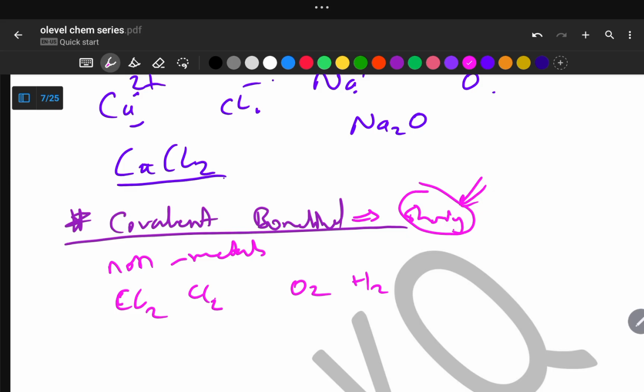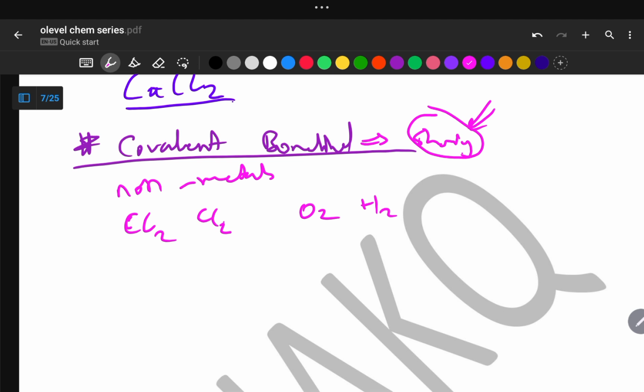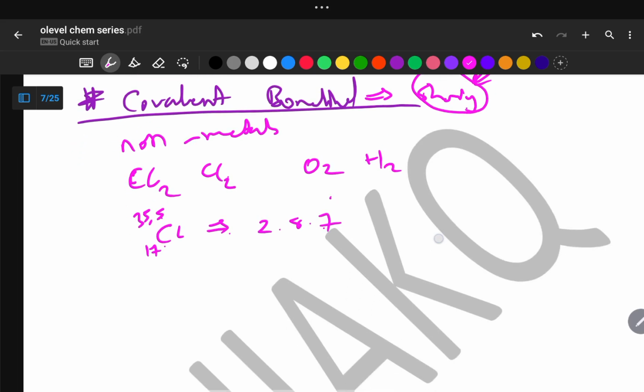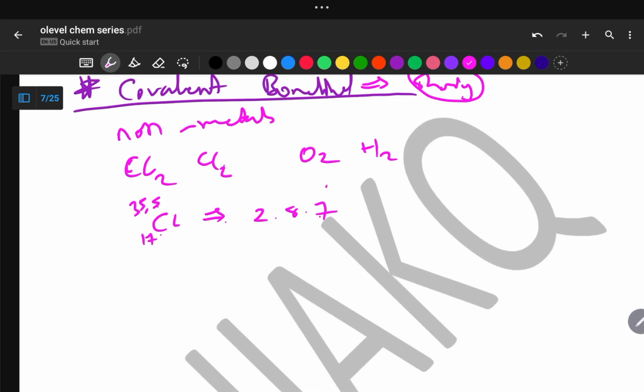Are we together, guys? So let us say we are having chlorine. So the electronic configuration of chlorine, chlorine is number 17, 35.5 here. So the electronic configuration is 2,8,7. So chlorine needs to have an extra 1 electron to have 8 here, right? So it will then share with another chlorine atom to form the chlorine molecule. I'm only going to draw the valence shells, right? So this is the valence shell with 7 electrons, 1, 2, 3, 4, 5, 6, then 7.